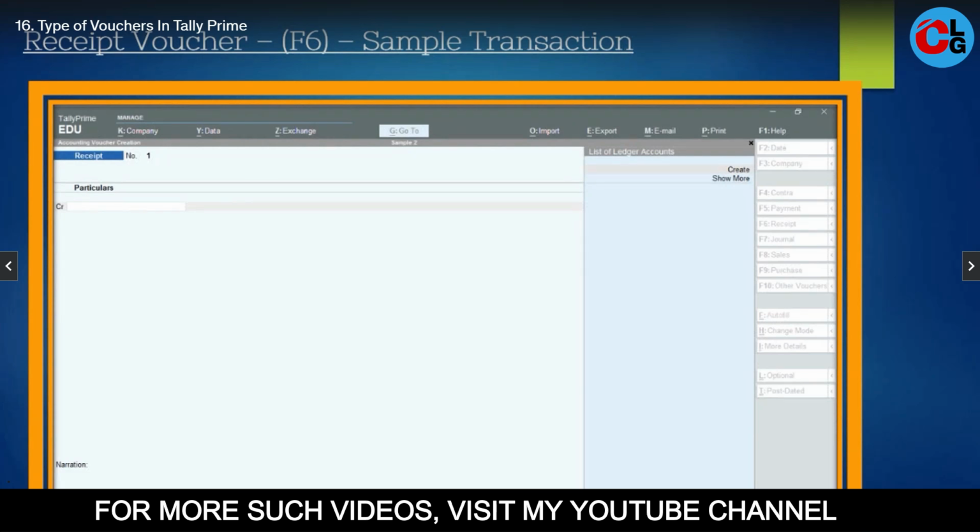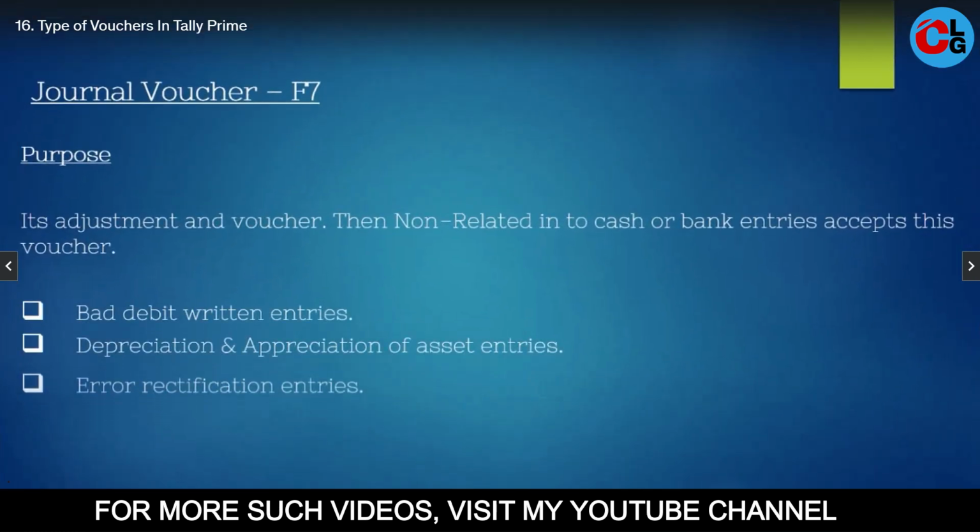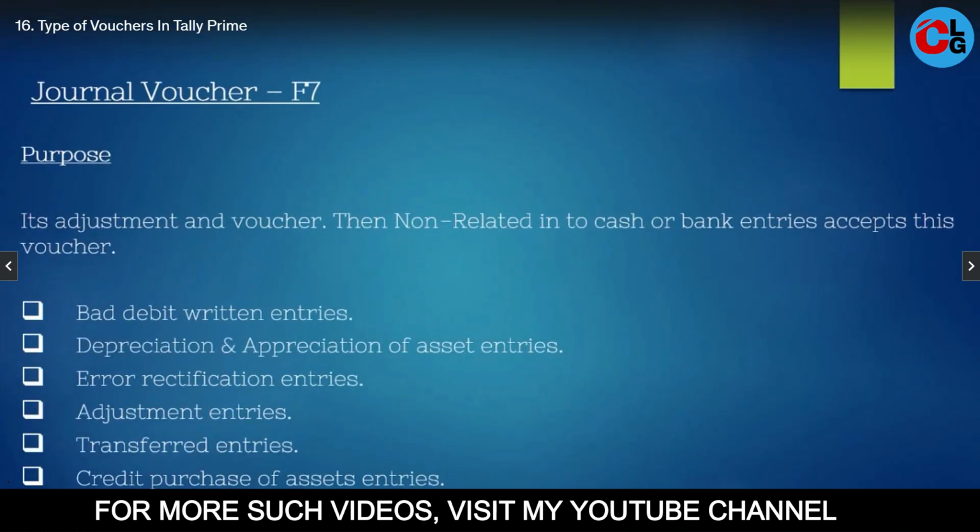First you have to enter the credit, then we have to enter the debit, and this is activated in the double entry mode. So the next voucher is journal voucher. The shortcut key is F7. The purpose of journal voucher is adjustment. The non-related cash or bank entries are accepted in this voucher.